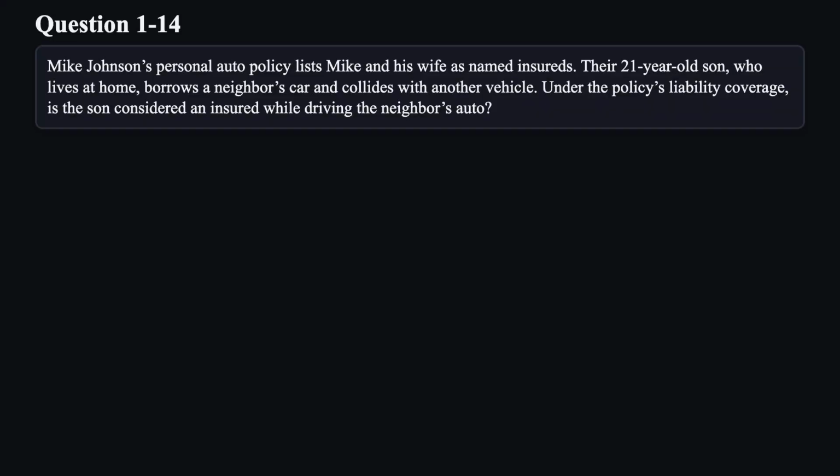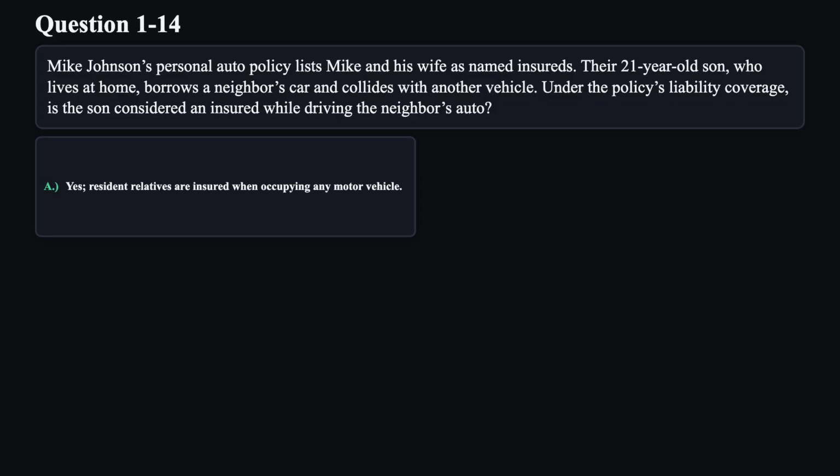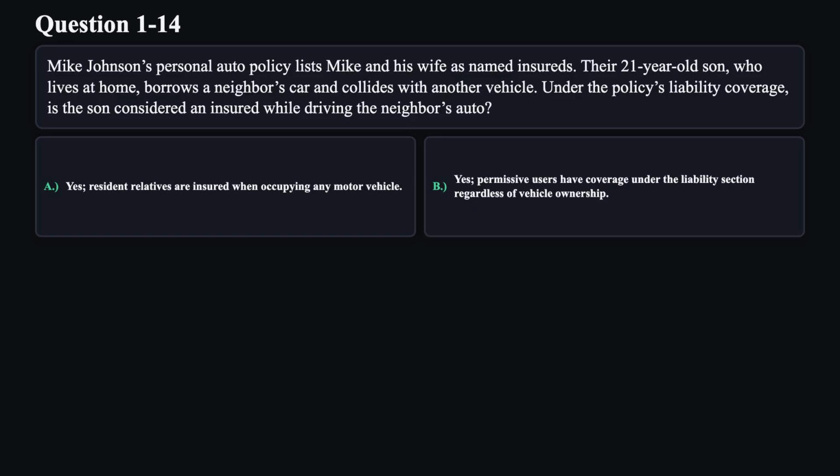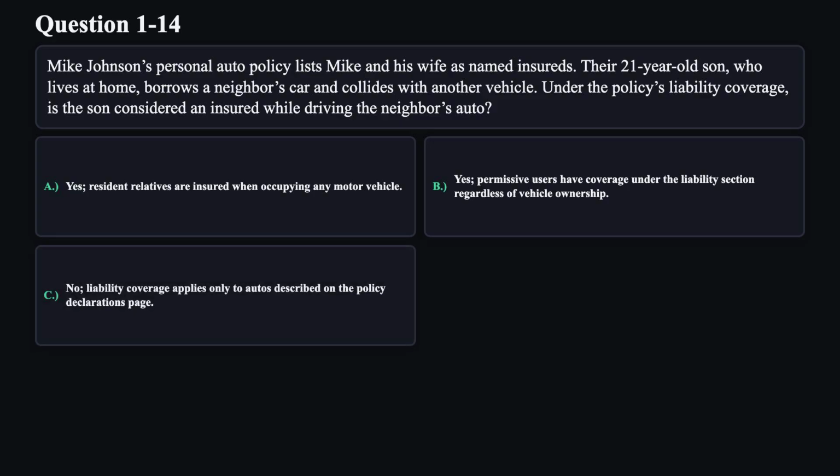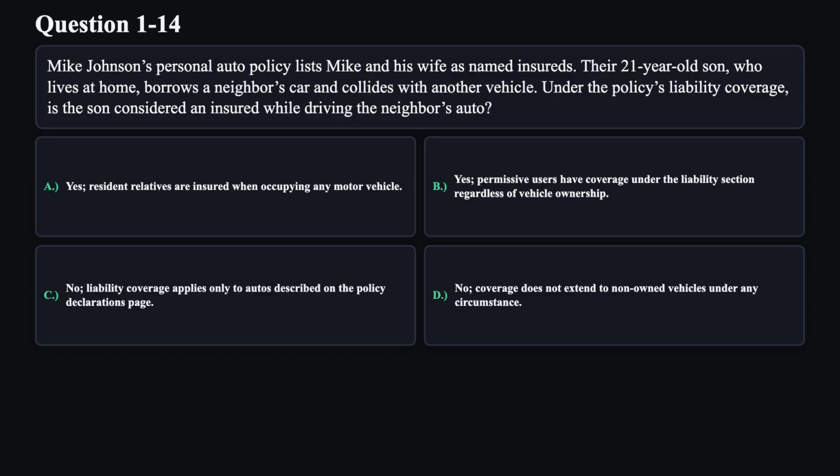Question 14. Mike Johnson's personal auto policy lists Mike and his wife as named insureds. Their 21-year-old son, who lives at home, borrows a neighbor's car and collides with another vehicle. Under the policy's liability coverage, is the son considered an insured while driving the neighbor's auto? A. Yes, resident relatives are insured when occupying any motor vehicle. B. Yes, permissive users have coverage under the liability section regardless of vehicle ownership. C. No, liability coverage applies only to autos described on the policy declarations page. D. No, coverage does not extend to non-owned vehicles under any circumstance.